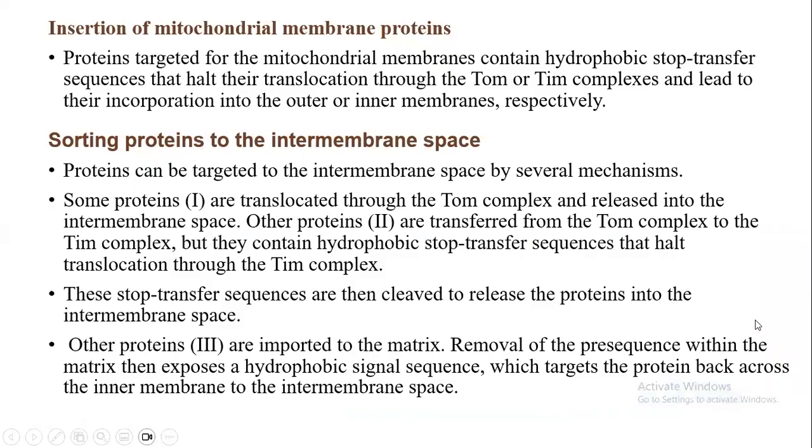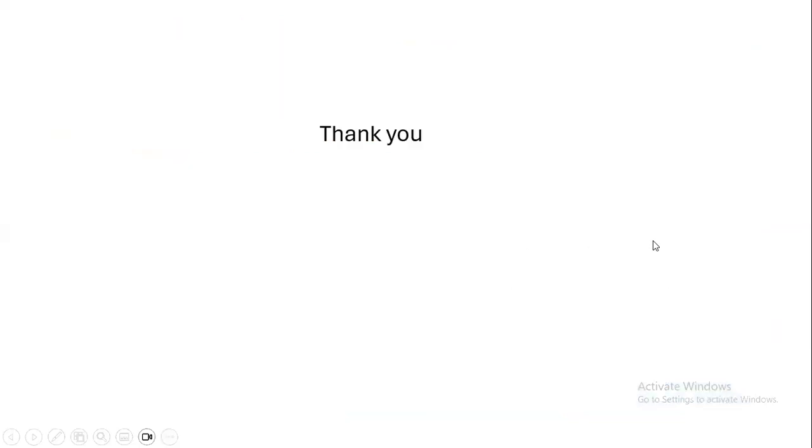So the same points are mentioned on this slide for your reference. And that's it about mitochondrial structure and function.